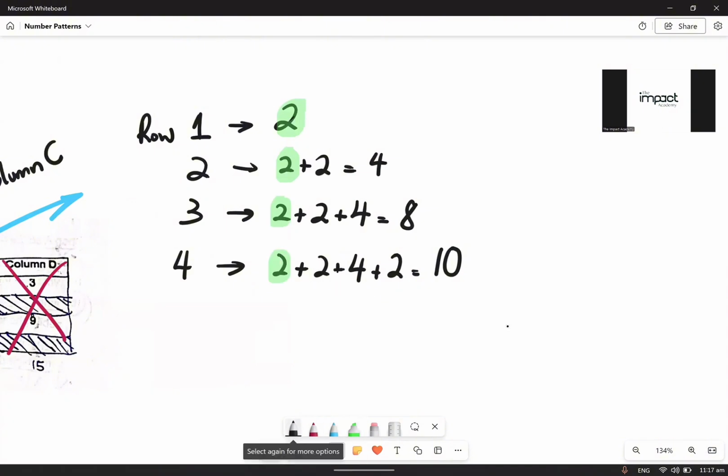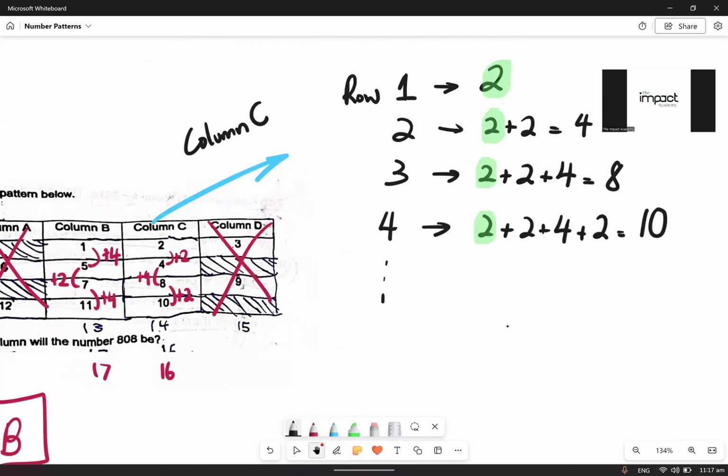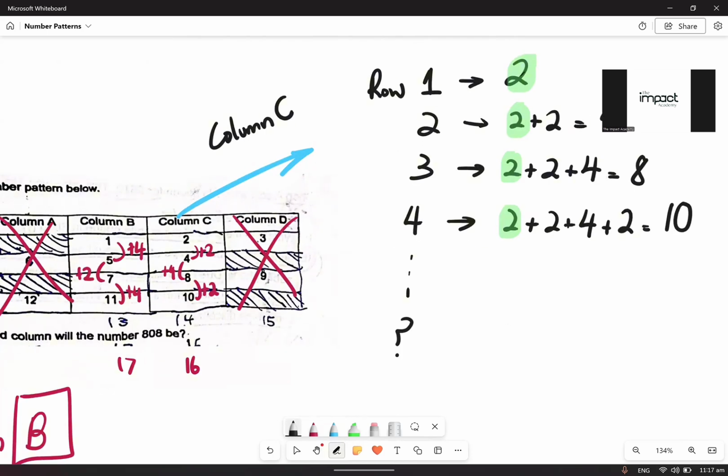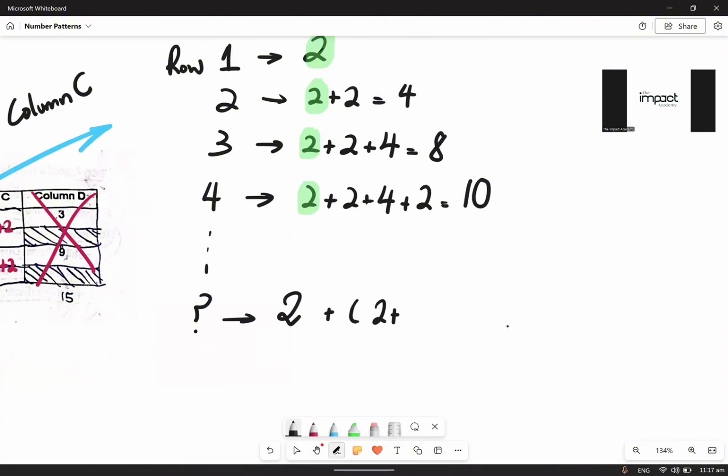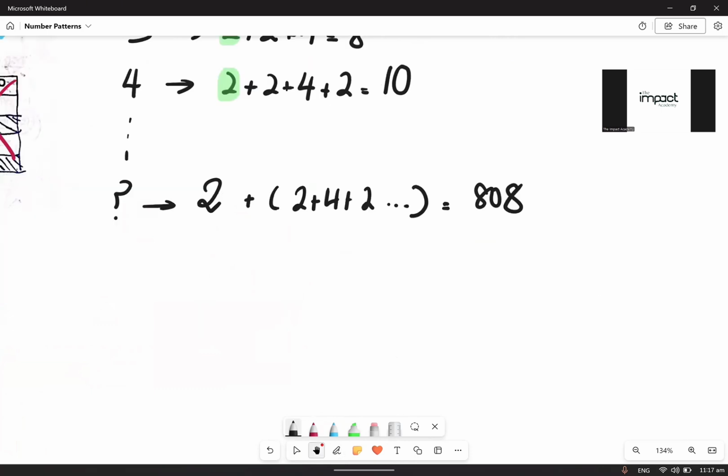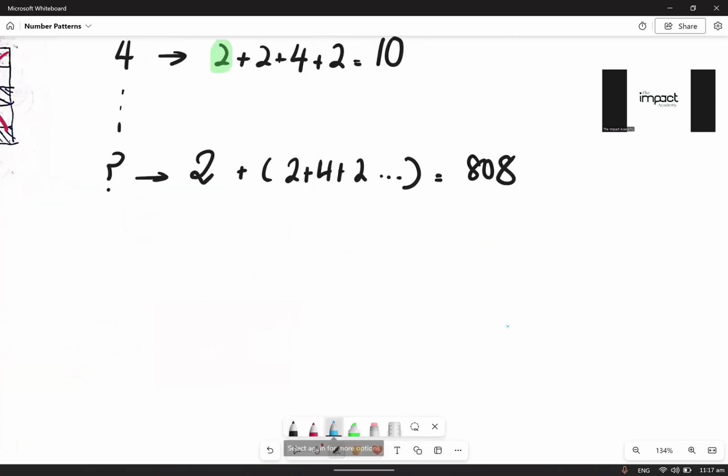So what I want to do is find the row number. We don't know it, but I know that it starts with 2, and I know that it will continue to have 2 plus 4 plus 2 plus 4. It goes on and on and on, and that gets me to an answer. It should get me to 808, right? We want it to get to 808. So same process, we are going to find out the value of this. The value of this has to be 808 minus 2. Why minus 2? Because I'm trying to remove the first number. And we get to 806.